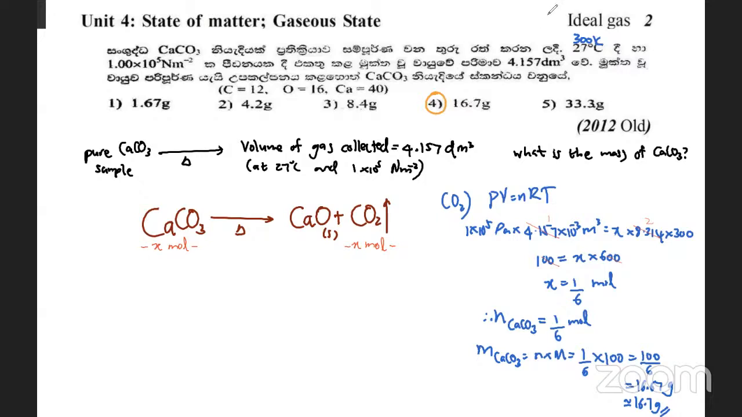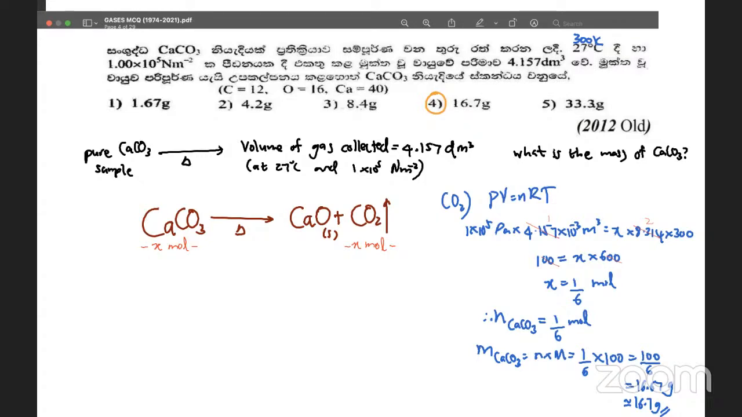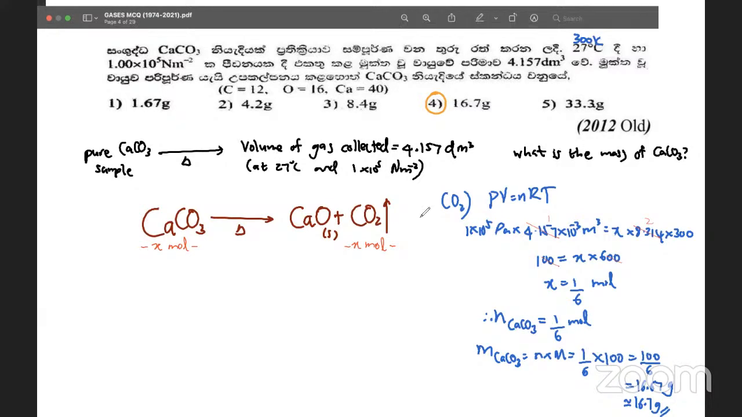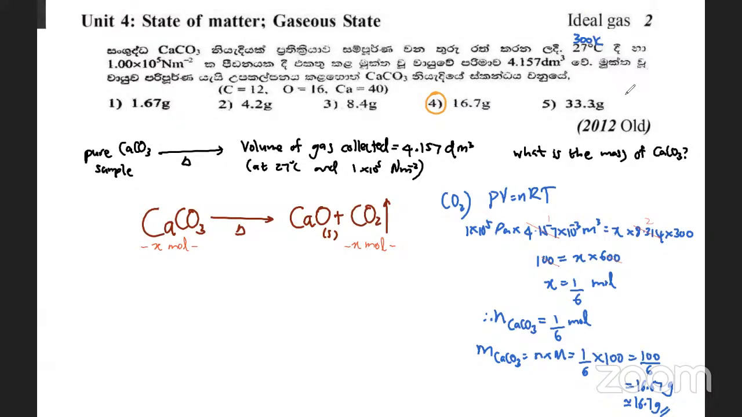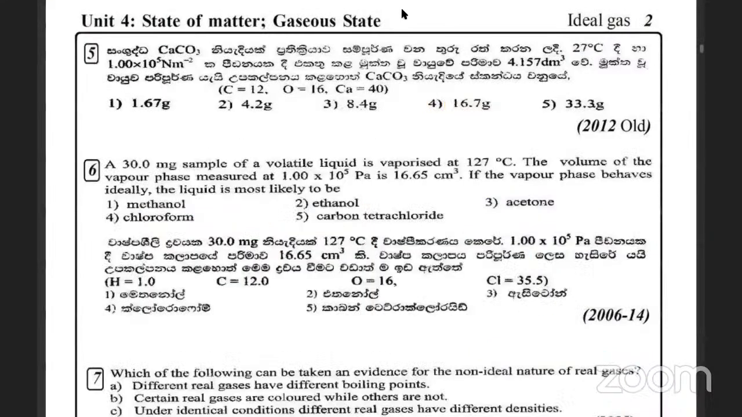I hope you guys got the learning from this as to how to approach a question like this in future. This is not very difficult. Write the reaction, put the number of moles carefully by considering stoichiometric ratio, then apply the ideal gas equation for the gas evolved, find its number of moles. If you know the number of moles of that, you know the number of moles of the solid reactant too. Okay, fine. This is 2012 old syllabus. Done. Right, next one.